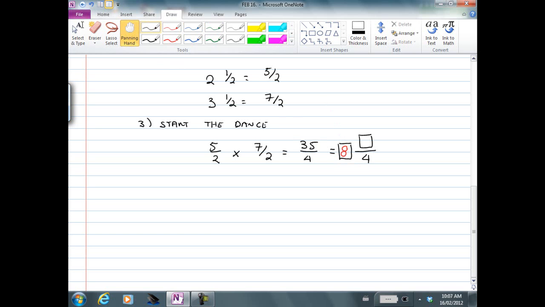And Rajan, what's the number on top? 3. Hey, that's pretty simple. Guys, that is called multiplying in mixed fractions. Try this on your own.